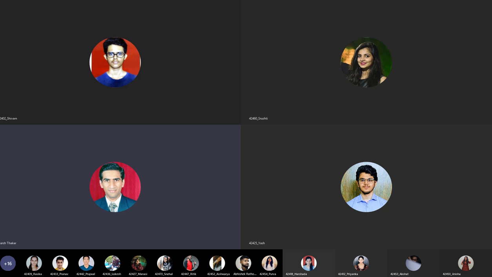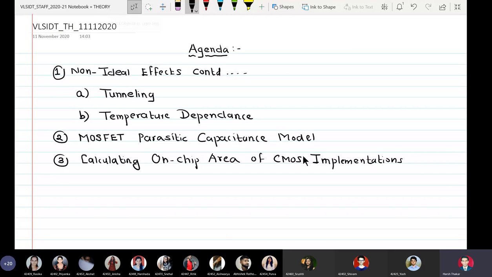Okay, so today's agenda is we are going to continue with the remaining two non-ideal effects in MOSFETs, that is tunneling, and second is temperature dependence. Then we will discuss MOSFET's parasitic capacitance model. And third, we will start discussing calculating on-chip area of CMOS implementations. This is a broad topic, but at least we can discuss what is called pull-up strength and pull-down strength. Calculating on-chip area of CMOS implementations is a very interesting concept, but it has to go stepwise. We will discuss that.